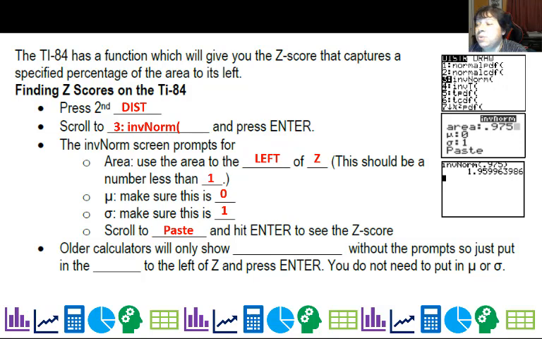We're going to scroll down to paste and press enter, and it will give you the value for the z-score. Older calculators will only show this inverse norm part, so you can just put in the area to the left of z and press enter, and it'll give you the z-score as well. So it's actually pretty easy on the older calculators too.